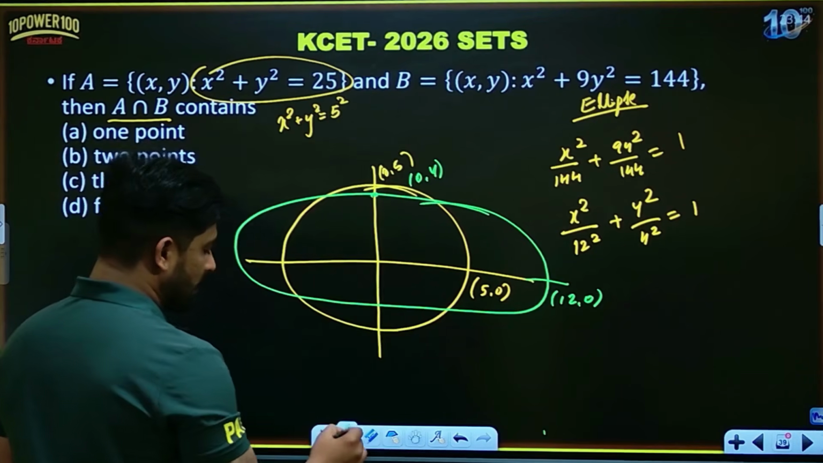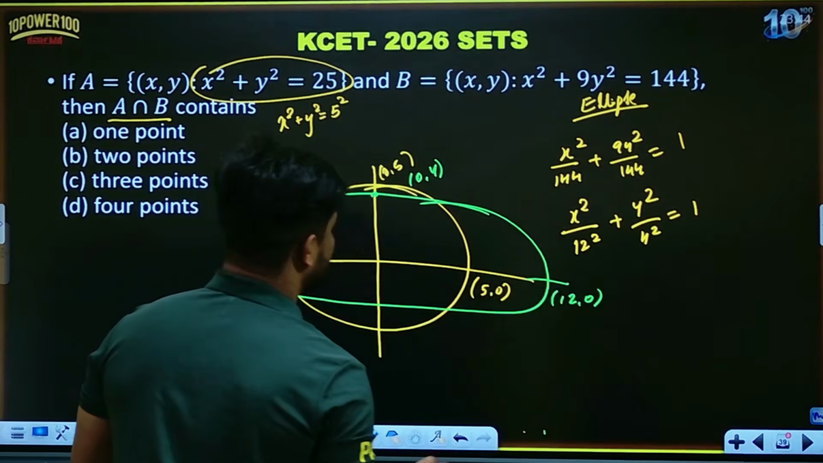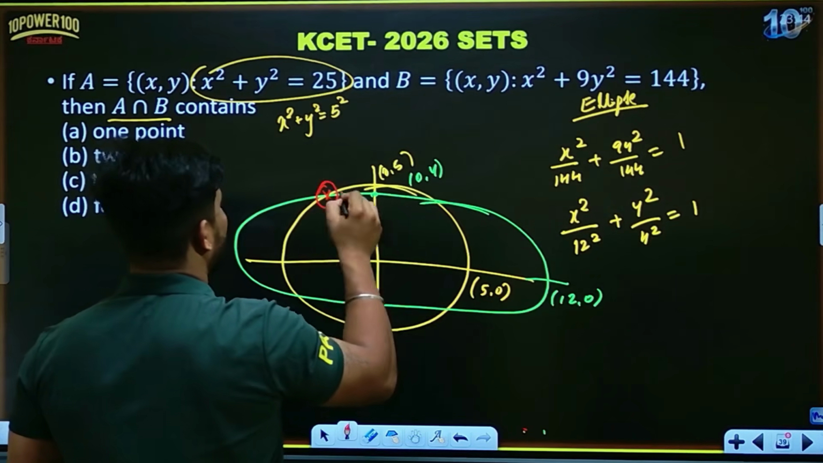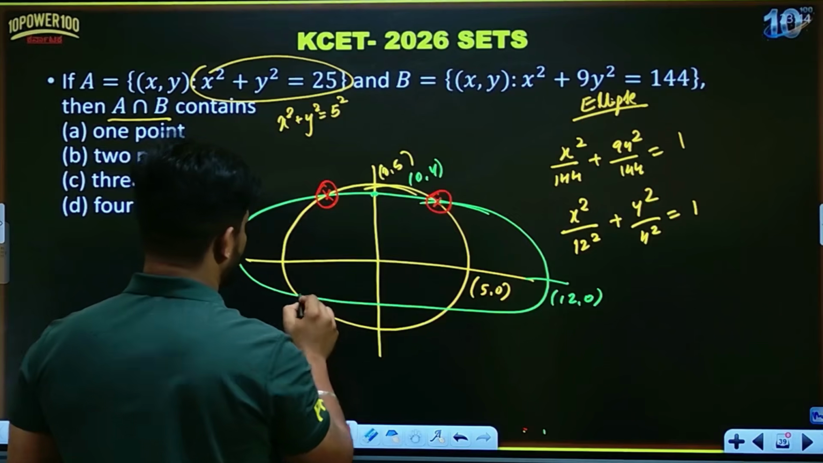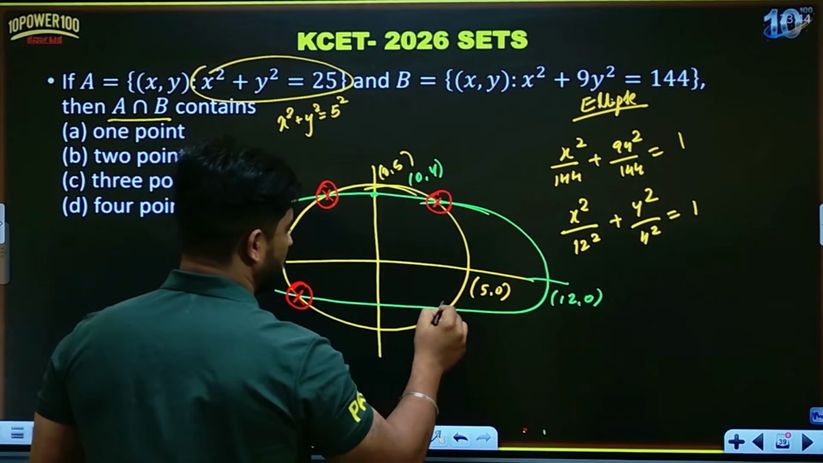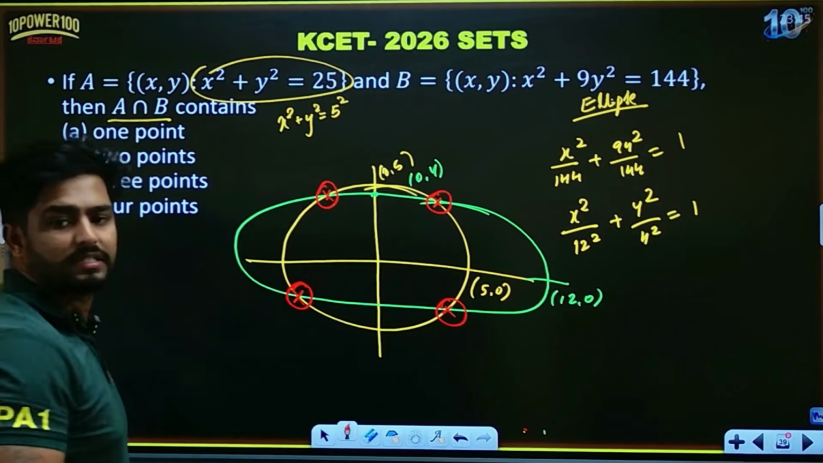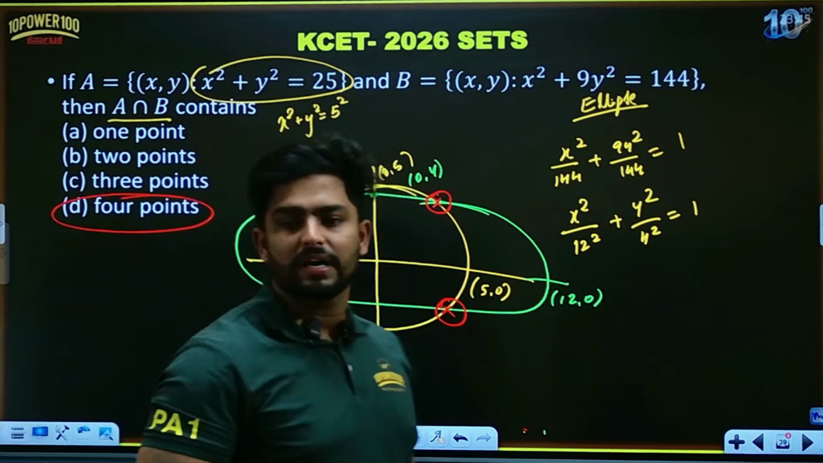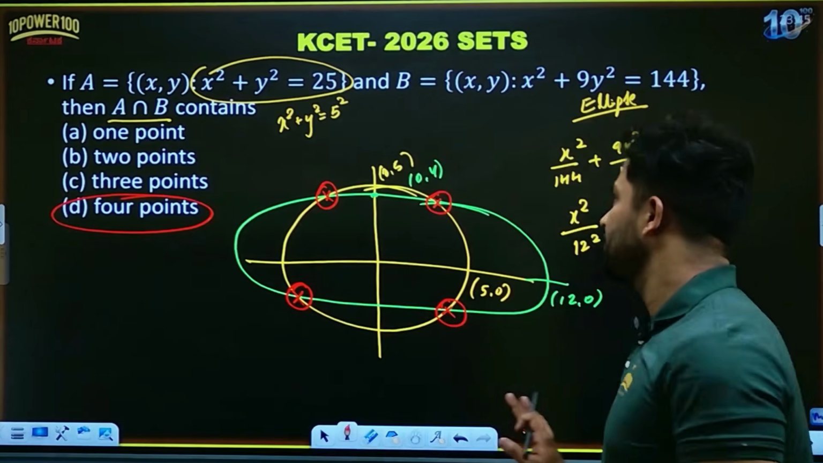So now they're asking how many intersection points there will be. If you observe this, here is one intersection point, here is one, and here is one. So how many intersection points did we get? It's actually 4, so 4 is the answer. I hope this is understood; it's a little long but a simple concept.